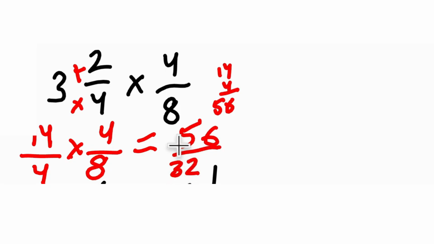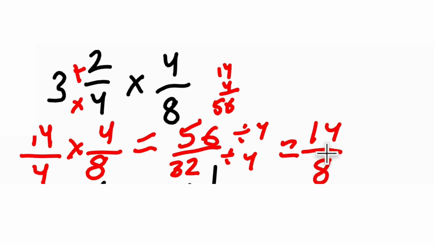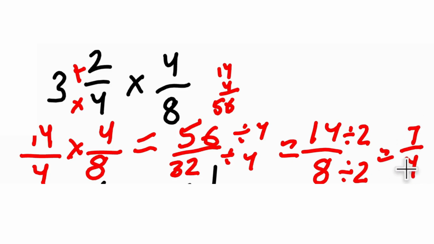But we still need to simplify this because both sides can be divided by 4. So divided by 4, divided by 4, we get 56 divided by 4 is 14. 32 divided by 4 is 8. Well, now that I'm looking at it, I can see that it still can keep dividing because we can divide both sides by 2. So keep going, divide by 2, divide by 2. 14 divided by 2 is equal to 7. 8 divided by 2 is 4. So our final answer is 7 over 4.